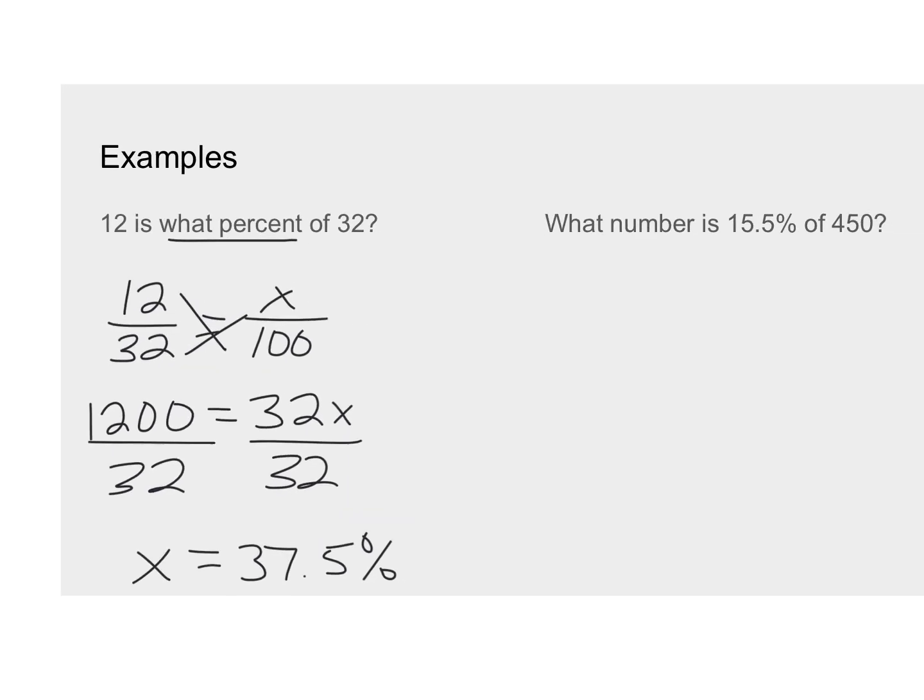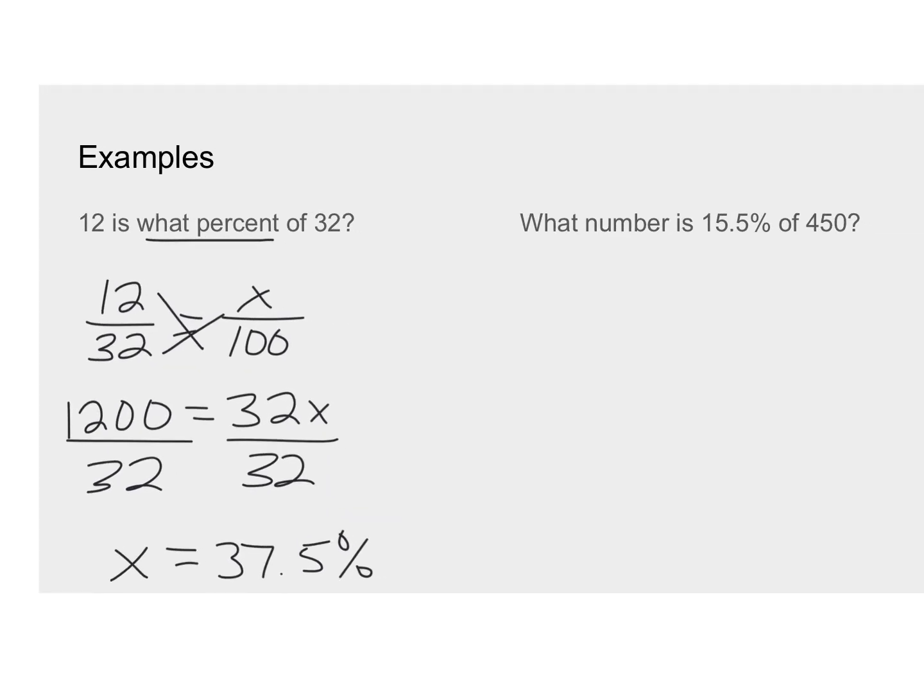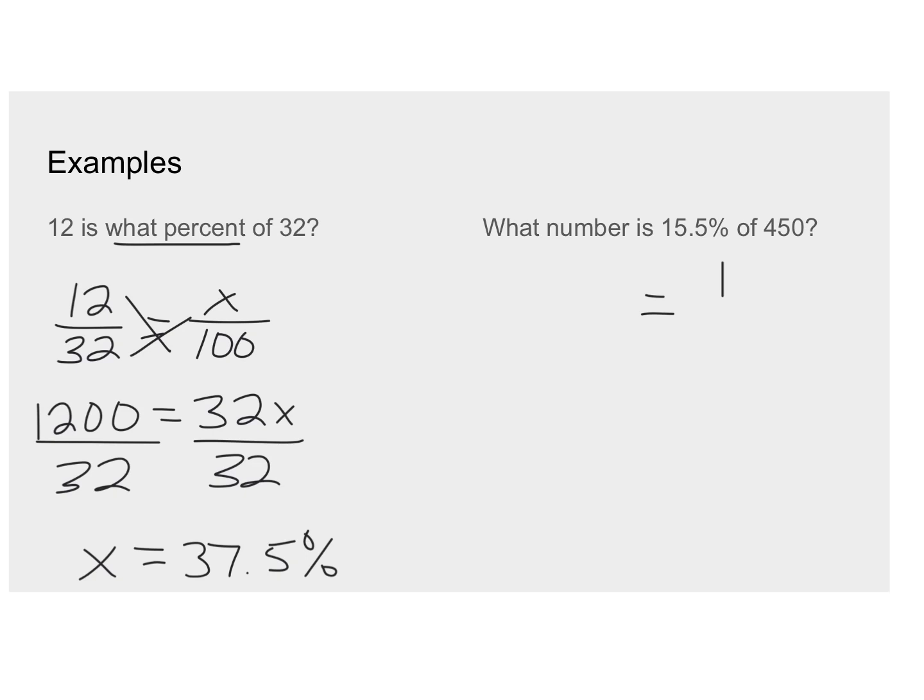Looking at the second one, it says, what number is 15.5% of 450? Now, what's a dead giveaway? The percent. It has the percent sign, so we need to put that over 100, right? 15.5 over 100. Now we have to decide if 450 is the part or the whole they're talking about. It's asking what number is 15.5% of 450. Does that make sense to everybody? So we're looking for the part that's 15.5% of 450.